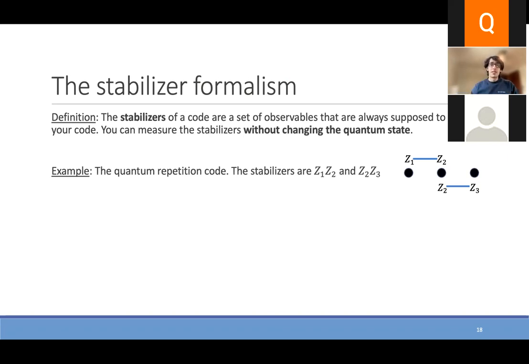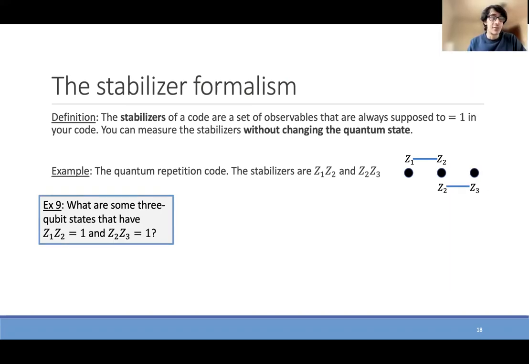So here's our first example, and it's called the quantum repetition code. It has 2 stabilizers, and the stabilizers are Z1, Z2, and Z2, Z3. This is a code on 3 qubits. So there's 3 qubits running around, but we're going to say that if there's no error, we want Z1, Z2 to be 1 and Z2, Z3 to be 1.